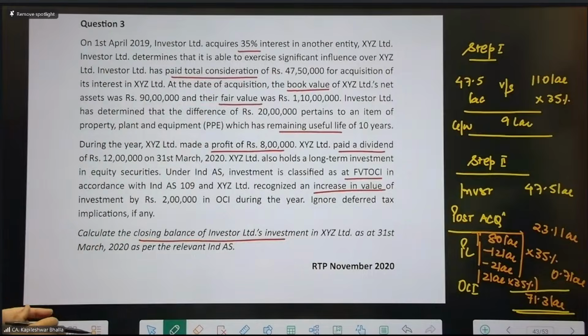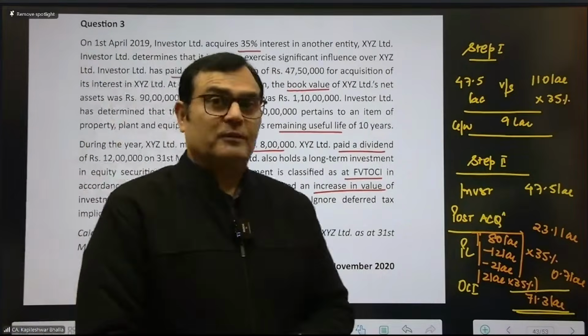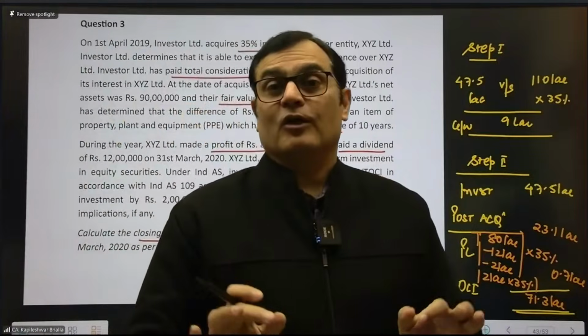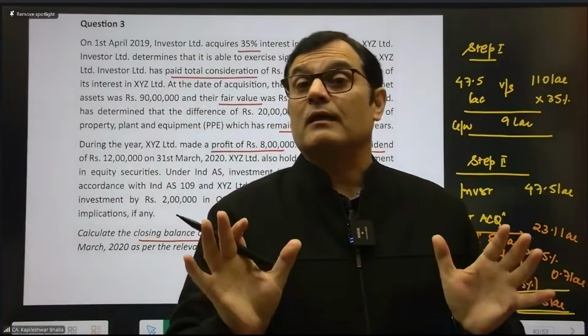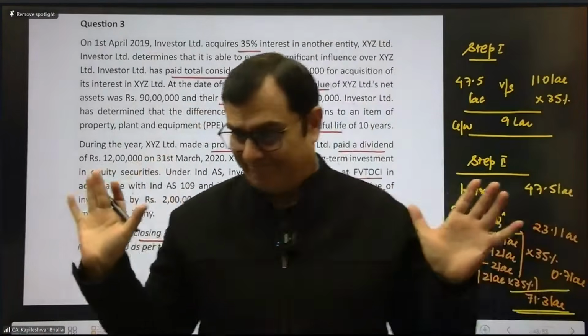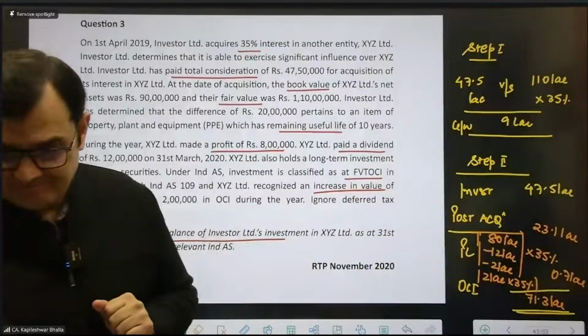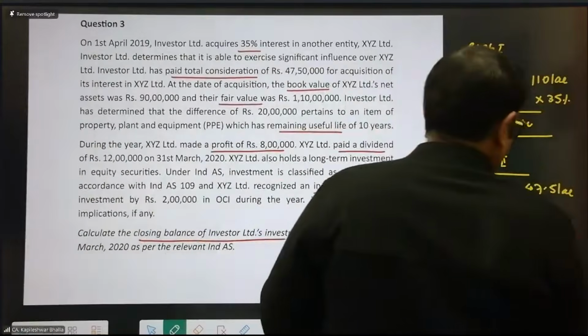Right, friends, I think so far so good. I think you would have got a basic essence, a feel of how the equity method is done. Comfortable? Yes, sir. Wonderful indeed. Okay, now let's come back to the illustration in the study material.